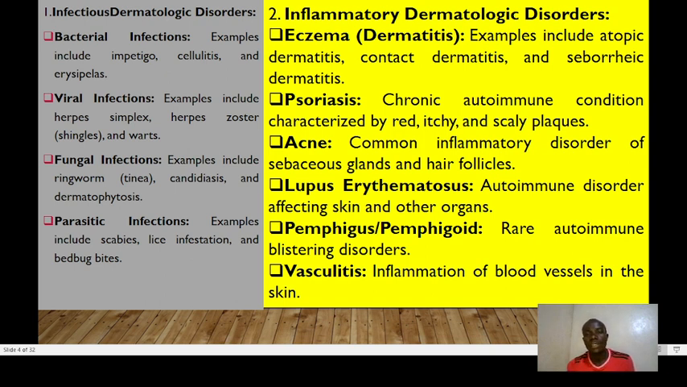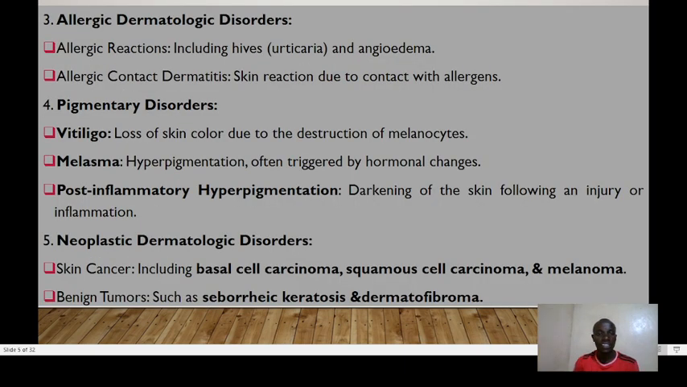On the other hand, the inflammatory dermatological disorders could include eczema, which is dermatitis. Examples include atopic, contact, and seborrheic dermatitis. We could also have psoriasis, which is a chronic autoimmune condition characterized by red, itchy, and scaly plaques. Or acne, a common inflammatory disorder of the sebaceous glands and hair follicles that majorly affects adolescents. Lupus erythematosus is an autoimmune disorder affecting the skin and other vital organs like the kidney. Pemphigus is a rare autoimmune blistering disorder, and vasculitis is the inflammation of blood vessels in the skin.